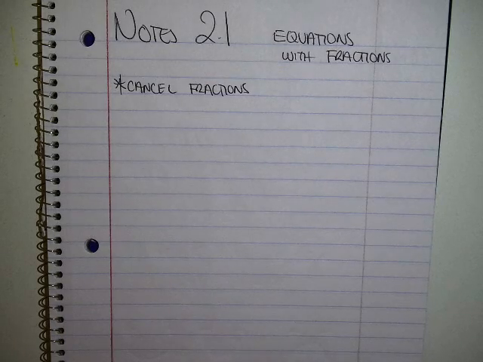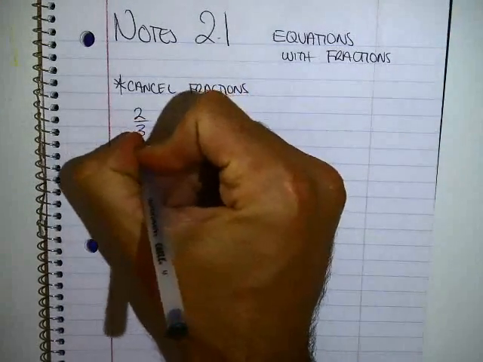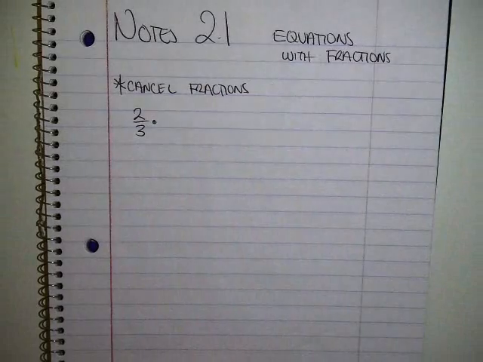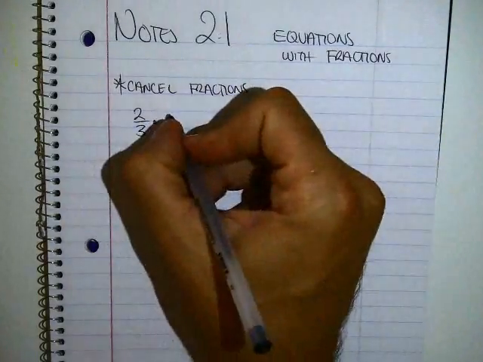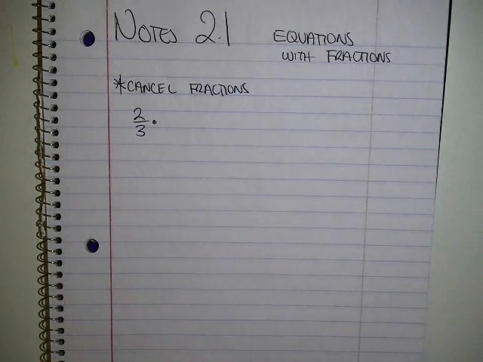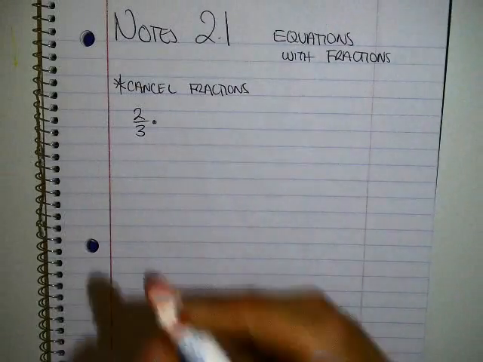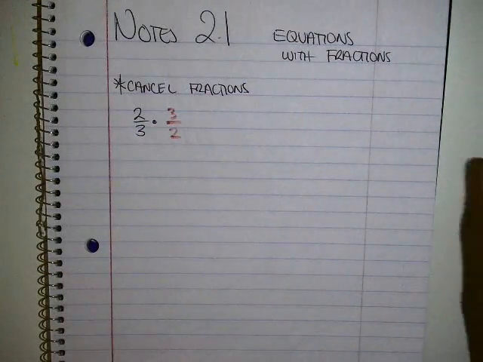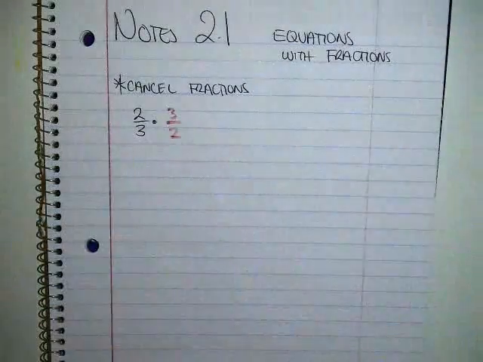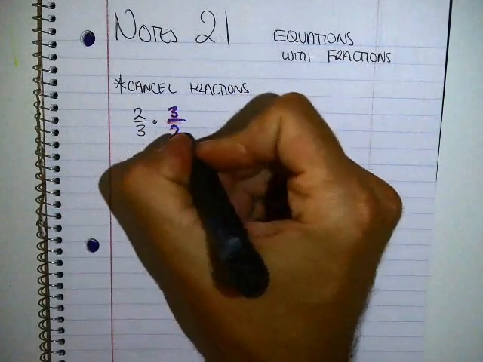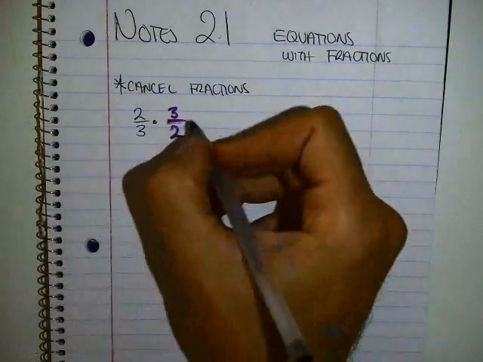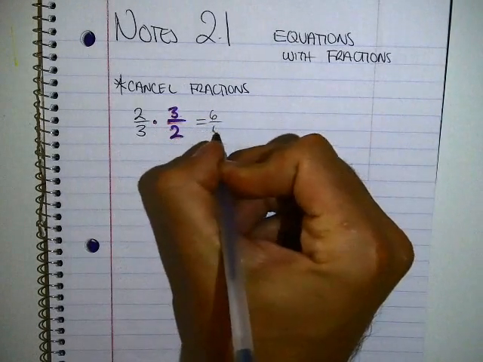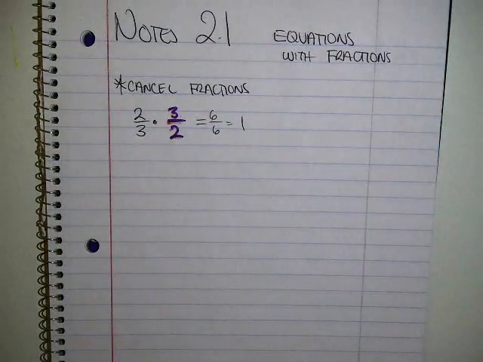Okay. First, let's look at canceling fractions. Let's say I give you the fraction 2 over 3. What could I times that by to cancel it out? Commonly called the reciprocal. I can times that by 3 over 2. If you multiply that, you get 6 over 6, which is just 1. So basically the whole fraction went away.